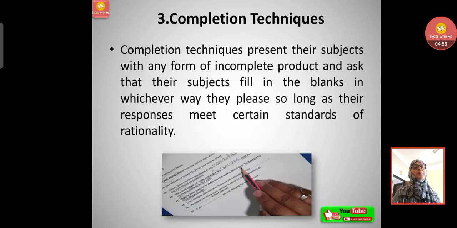Now the third one, completion techniques. Completion tells you it is already about completing the sentence or completing the word or completing the things.